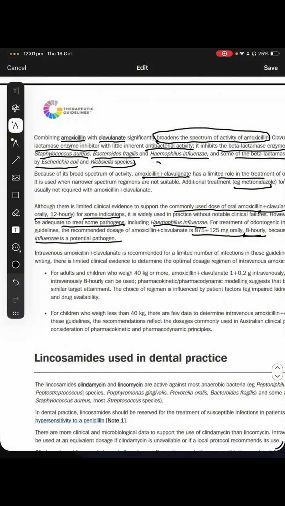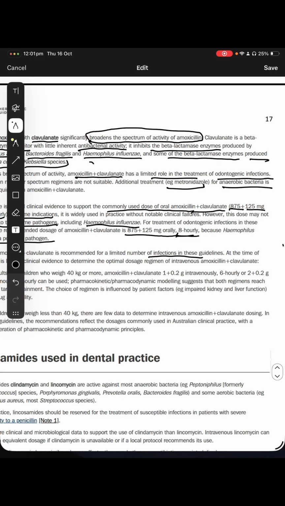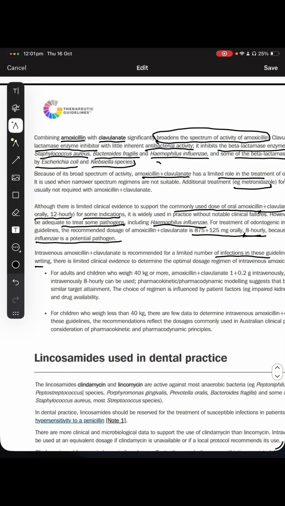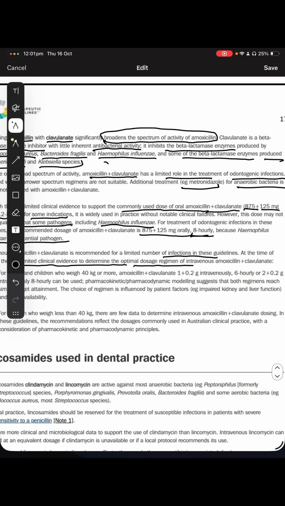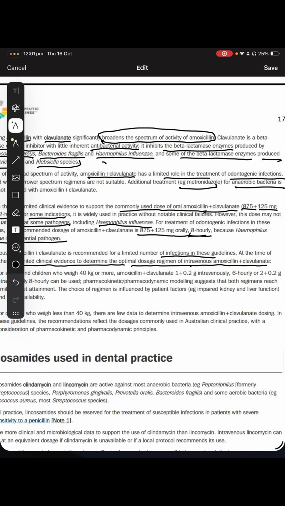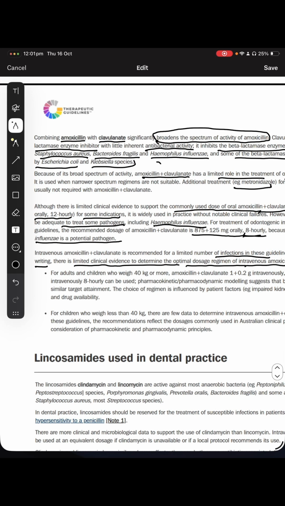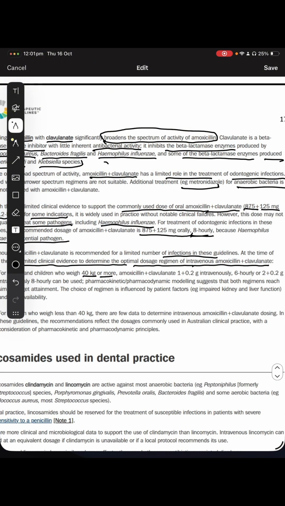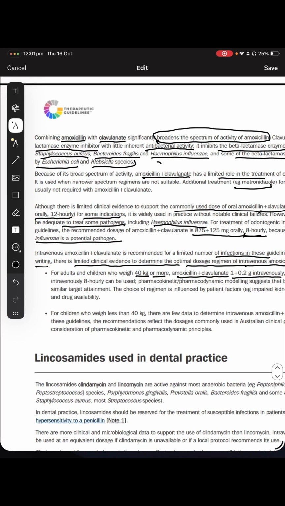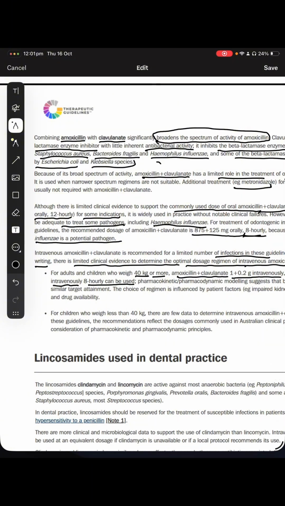Now, IV amoxicillin plus clavulanate is recommended for a limited number of infections in these guidelines. At the time of writing, there is limited clinical evidence to determine the optimal dosage regimen of intravenous amoxicillin plus clavulanate. For adults and children who weigh 40 kg or more, amoxicillin plus clavulanate 1 plus 0.2 gram intravenously 6 hourly or 2 plus 0.2 gram intravenously 8 hourly can be used.